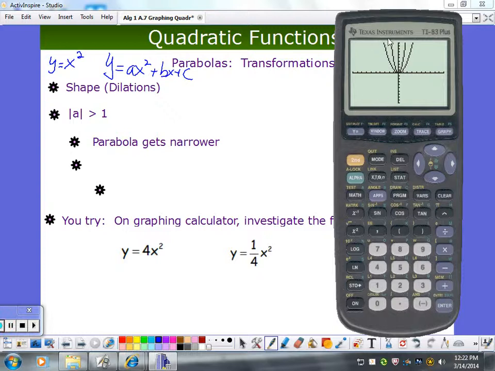Because what happened, it was as if I took, like, if these were two strings, and I kind of just pulled on them a little bit. It pulled them tighter. So I stretched it up. So that's a dilation shape. Gives me an idea what happened.